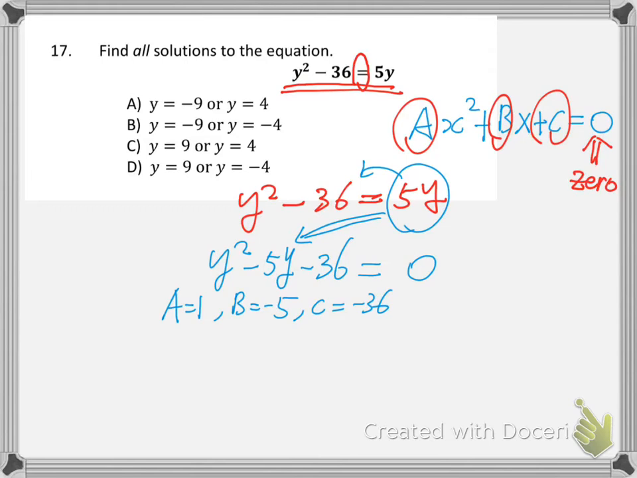So we can factor the left hand side now. We need two numbers S and T. The sum is B, negative 5. The product is negative 36. So how can you get negative 36? We always start from the product, right? So product, S times T, and then sum.